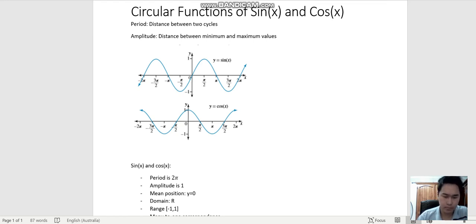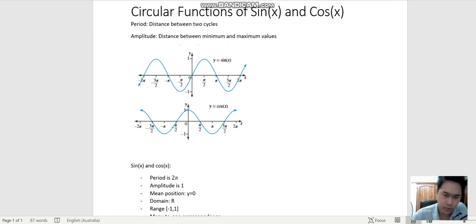Okay, so there's two new terms that you need to learn when you're talking about the graphs of sine and cos. That's the period and the amplitude. So you can see in the pictures here, this picture of sine and cos. The period is the distance between two cycles. Let's say, for example, the top picture of sine of x, the distance between the two peaks, the top parts, or the distance between the two valleys, the distance is the same. So that's the period.